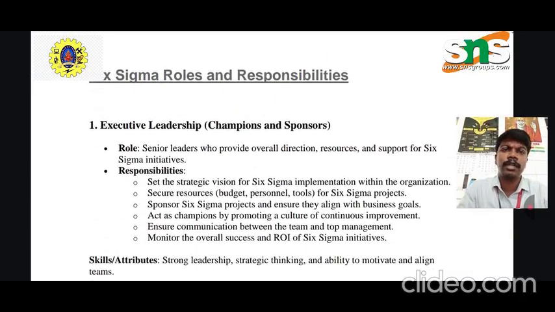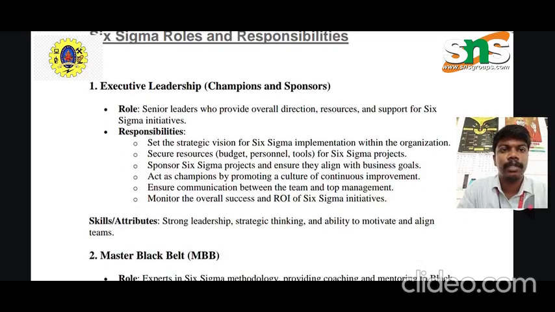And here are some roles and responsibilities in Six Sigma. First one is executive leadership, champions and sponsors. Their role is senior leaders who provide overall direction, resources, and support for Six Sigma initiatives. Responsibilities for executive leadership: set the target vision for Six Sigma implementation. Next, secure resources like budget, personnel, tools, and projects.